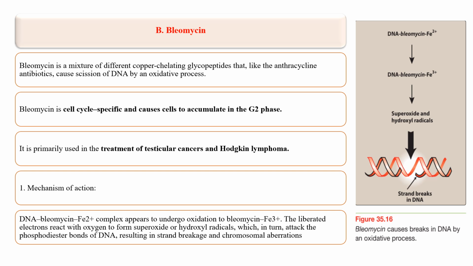Then about the mechanism of action, the DNA-bleomycin-Fe2+ complex appears to undergo oxidation to bleomycin-Fe3+. The liberated electrons react with oxygen to form superoxide or hydroxyl radicals, which in turn attack the phosphodiester bonds of DNA, resulting in strand breakage and chromosomal aberrations. So in short, bleomycin causes breaks in DNA by an oxidative process.